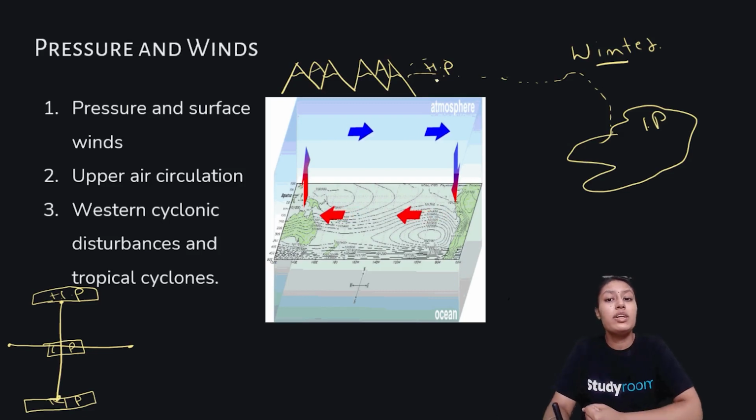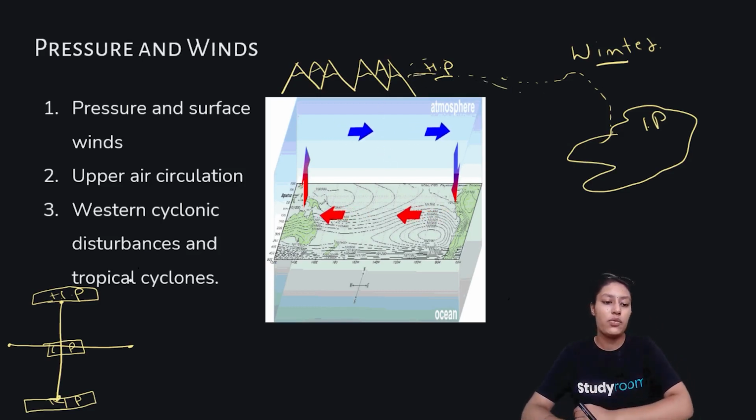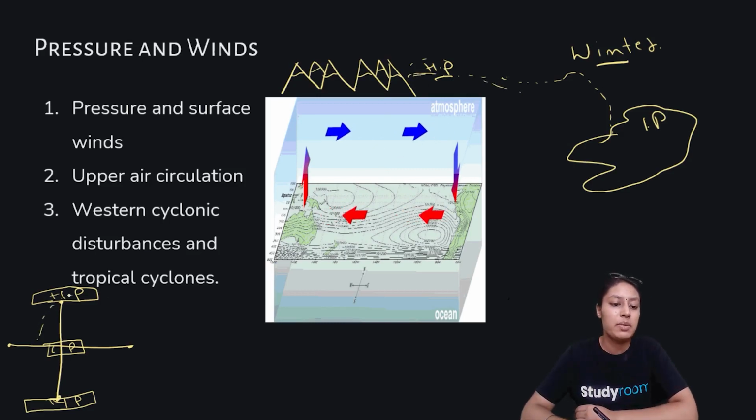So these cold winds have high pressure, and they move downwards, I mean from north to south. For example, they move towards the south. And when they move towards the south, basically they move towards the low pressure areas.